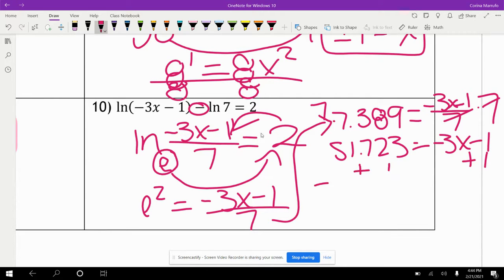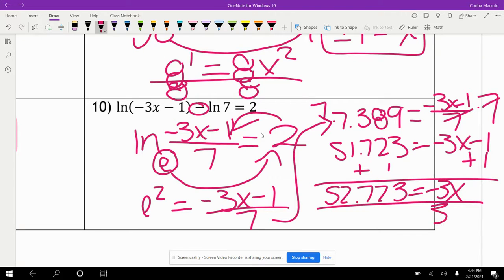Then we go ahead and add the 1 on both sides, and this is going to give us 52.723 equals negative 3x. And then we go ahead and divide by negative 3 to solve for x. Let me go ahead and punch that in my calculator real quick, and that gives me 17.574 equals x, and that's it.